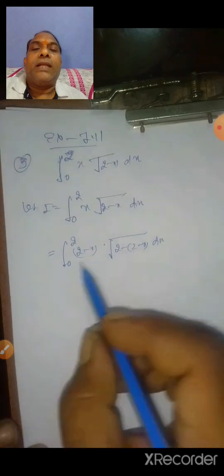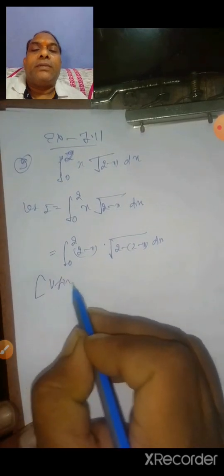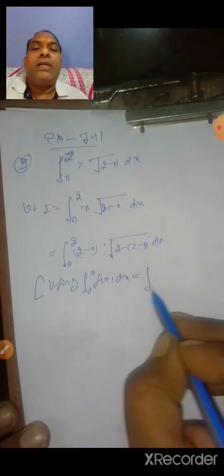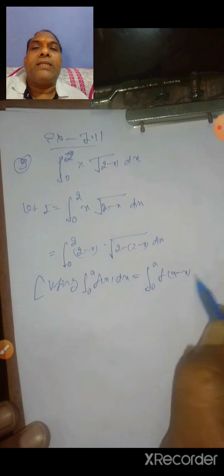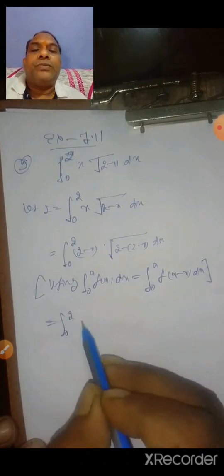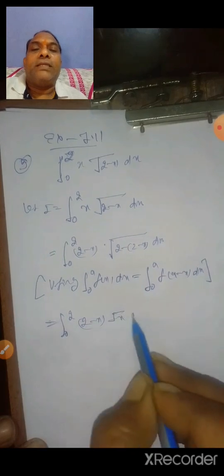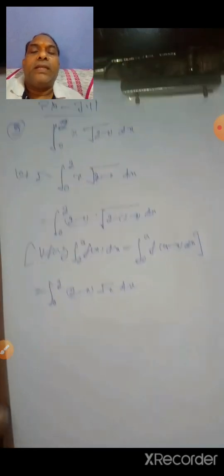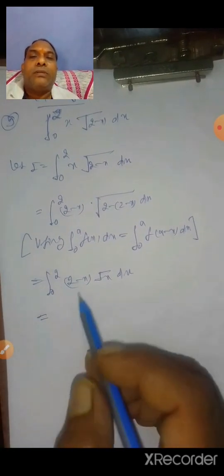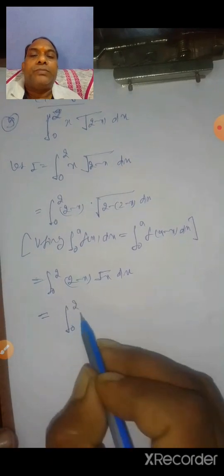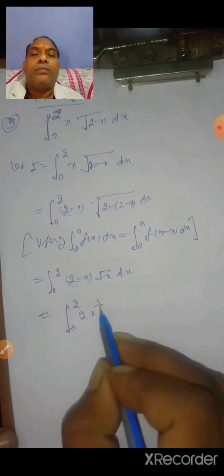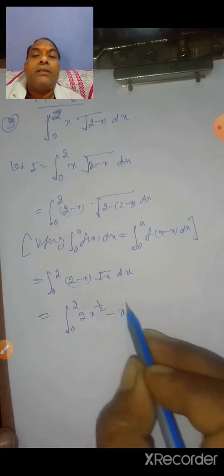You can write it using the property integration 0 to a f(x) dx is equal to integration 0 to a f(a minus x) dx. Clear? Now solve. 0 to 2, (2 minus x) into root x dx. Now you can integrate it, multiplied by root x, then this will be equal to 2 root x, that is 2 into x to the power 1 by 2, minus x to the power 3 by 2.